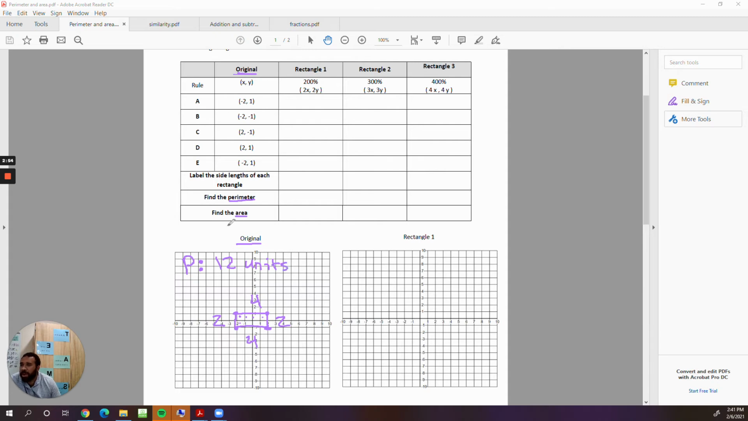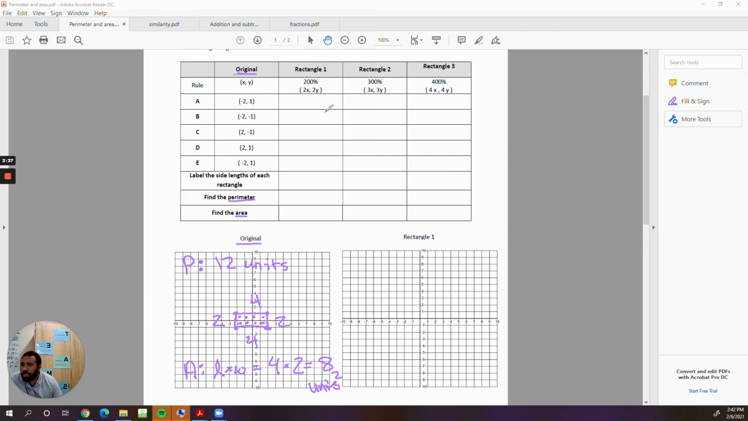We also need to find the area. Again, there's not a spot in our chart to write the area, so we're going to write it on the graph for number 1, which would be the original. To find the area, we do length times width. So we would do 4 times 2, and we would get 8. And then remember that area is units squared, because we're counting the squares. 1, 2, 3, 4, 5, 6, 7, 8 squares. So that's why we put units squared.